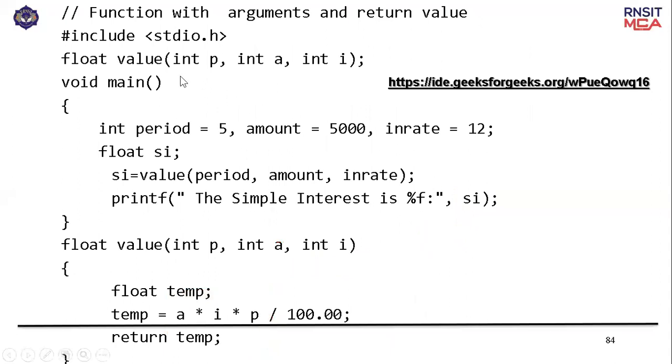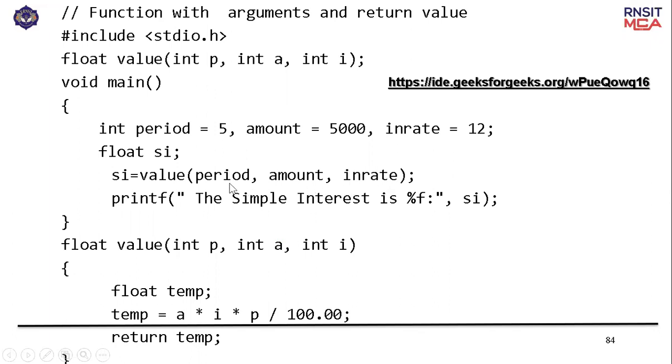Here you can see float value, integer p, a and I. P, a, I are parameters, and float is your return type. That means the function value should return a float value. And observe here, you see these are all the variables: period, amount, interest, interest rate.